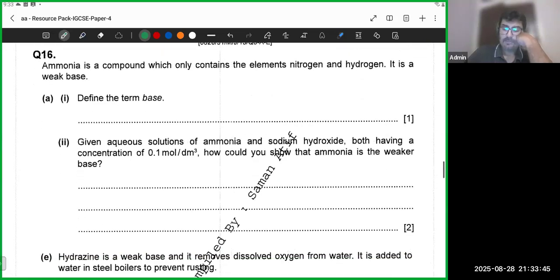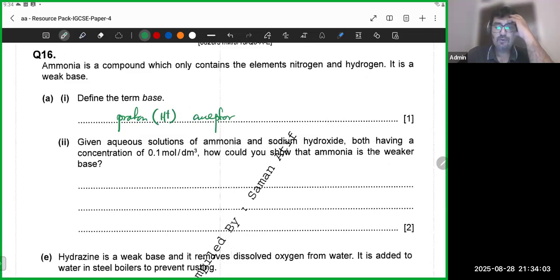Define the term. What's a base? A base is a proton acceptor. But you're going to write the full sentence. A base is a proton acceptor. Okay, this is just the keyword that you're going to write.